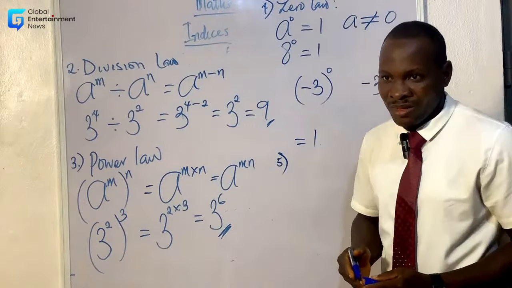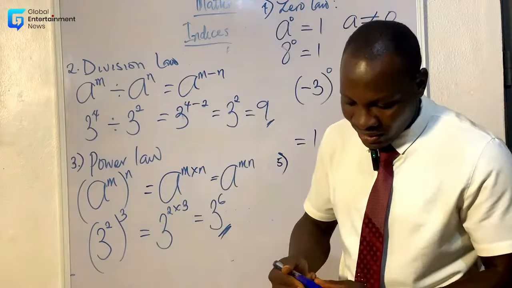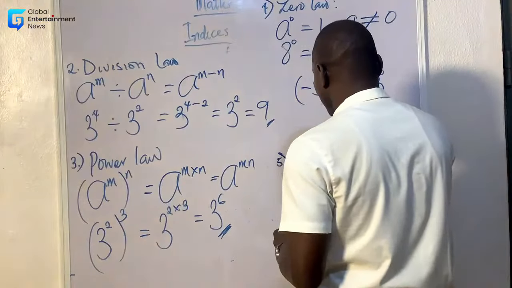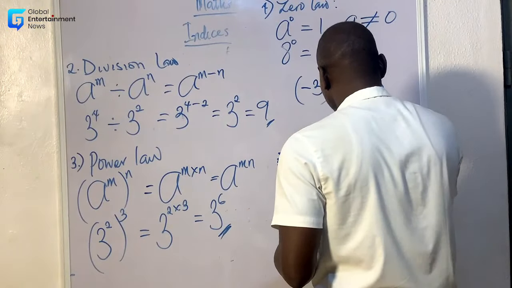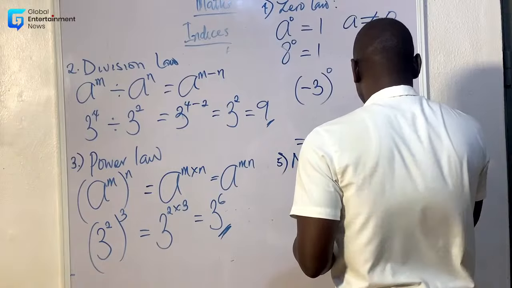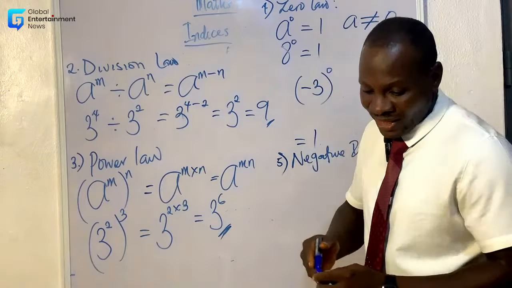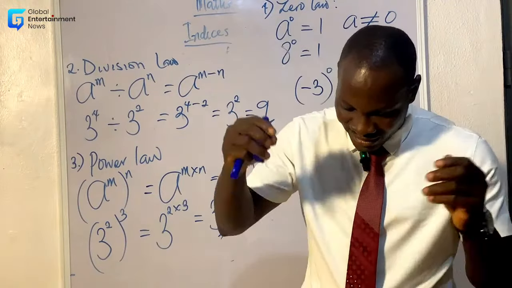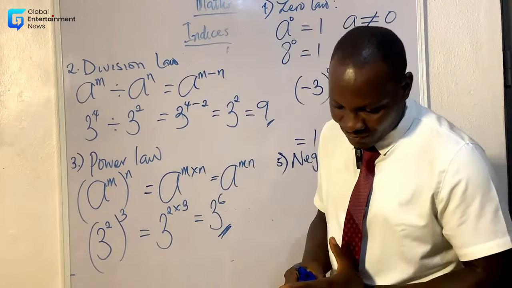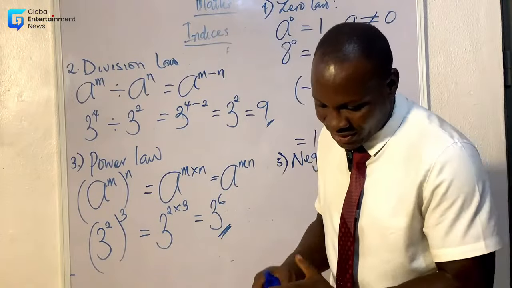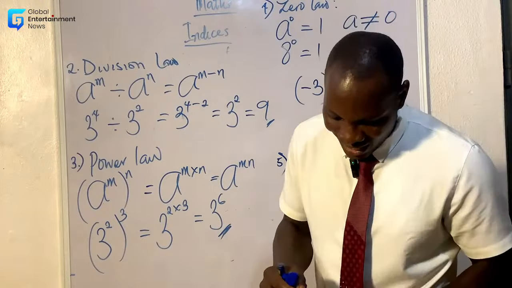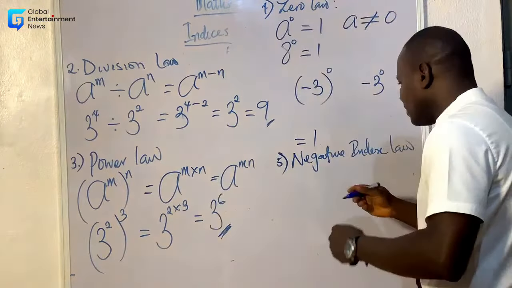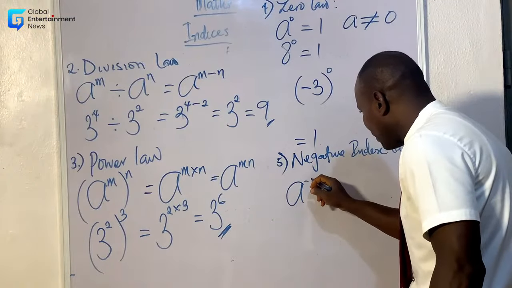Number 5 law, we have what we call the negative index law. What we're talking about with the negative index law says that if I have a base raised to a negative index or a negative power, it will be equal to the reciprocal or the inverse of that base raised to the positive integer. Now, this is what I'm saying: a raised to power minus n.